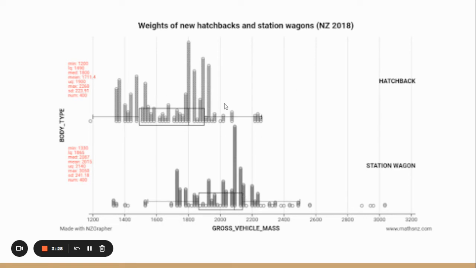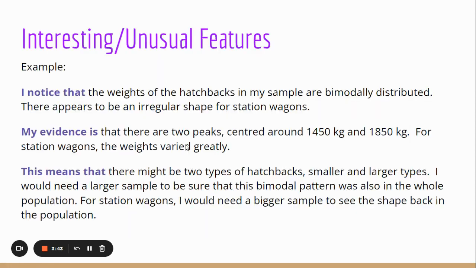So we've got here the weight of hatchbacks, right? We could talk about the interesting features here, with this dot way down here, or these ones way up here, the bulk of the data being in here. This looks like it could be two groupings as well. These are the sort of things you can talk about.